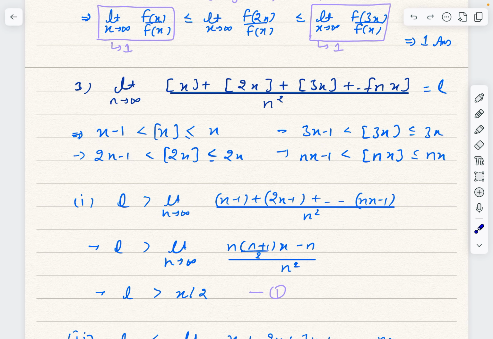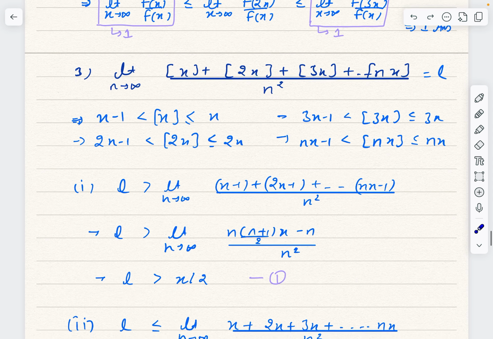When you add them all, you get n(n plus 1)/2 times x minus n, by n squared. You see this is a polynomial in n. The degree is 2 here, so the answer will just be the leading coefficient of the numerator over the denominator. The coefficient of n squared in the numerator will be x by 2, and in the denominator it is 1 only. So L is greater than x by 2.